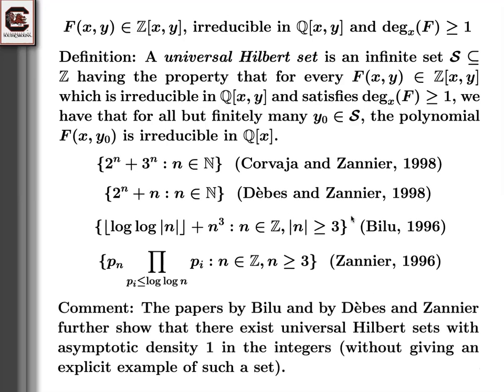So the two papers in the middle here, Debs and Zannier and Bilu, actually commented in their papers that it's possible to find universal Hilbert sets with asymptotic density 1 in the integers. So it is possible to get a set S which has almost every integer in it. So that can be a fairly big set then.